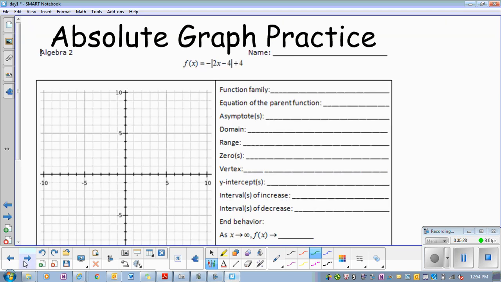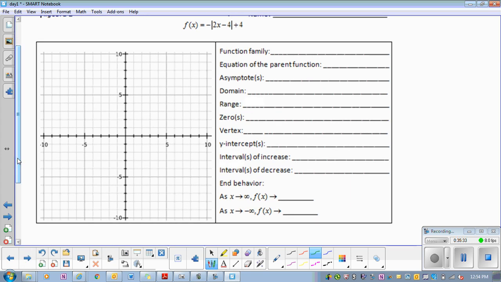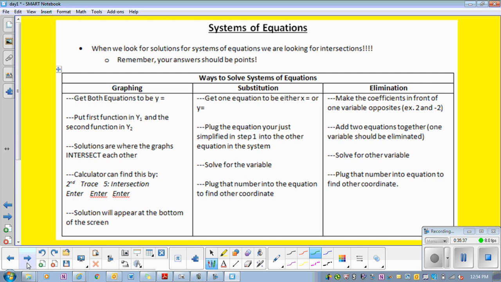All right. Absolute value graphs. Here's the practice. Where is it? What is this? Didn't you already do this? Yeah. Who just did this one? Yeah, we finished everything. Wow.